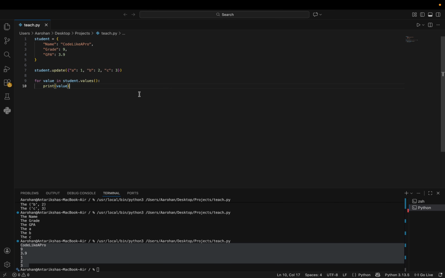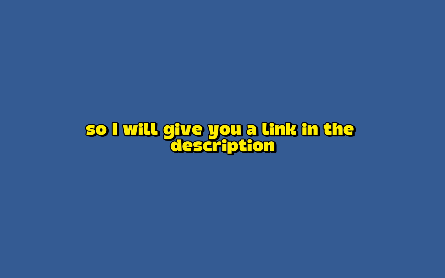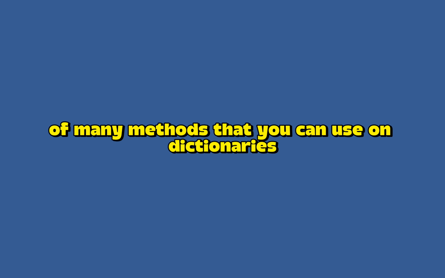This makes iterating through things much easier using the key and value keywords. Just like lists, dictionaries also have many methods that you can use. This video would be very long if I went over every single one. So I will give you a link in the description that has a large list of many methods that you can use on dictionaries. You can try them out for yourself, and who knows, some of them might be useful for you.